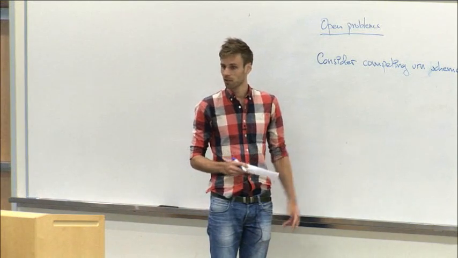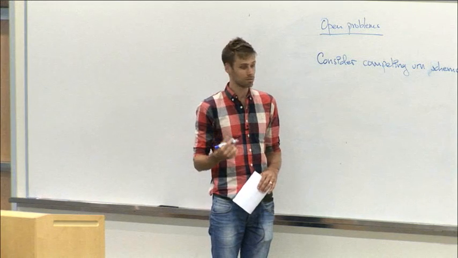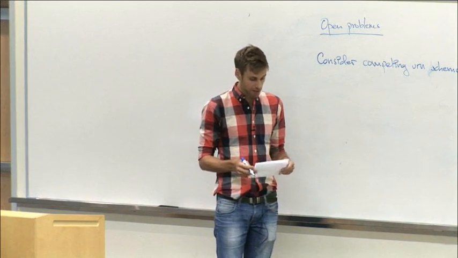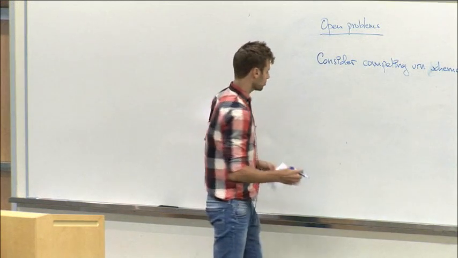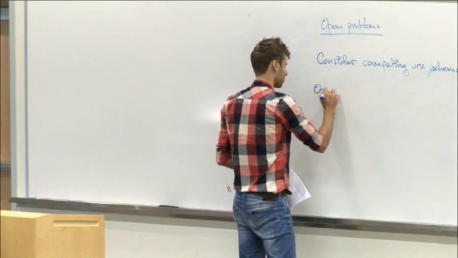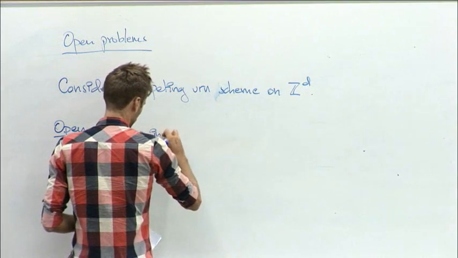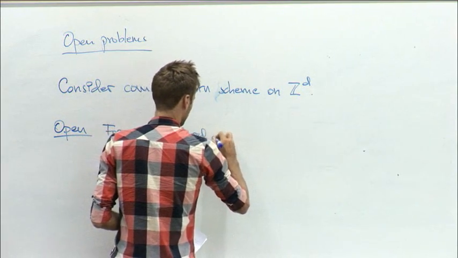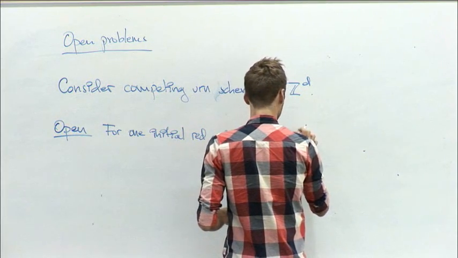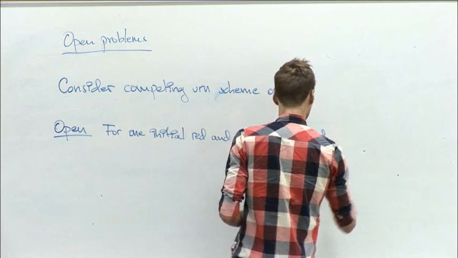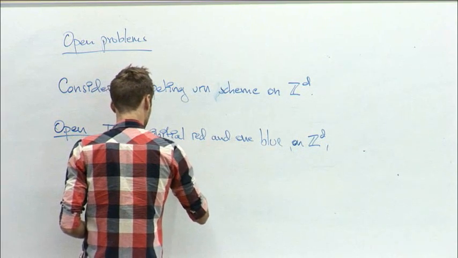And to focus here on the competing aspect: what happens if you start with two balls, one red and one blue, on, it could even be on Z? Is there a positive probability for coexistence, or not? Let's start writing the problem. So for one initial red and one blue on Z^d, is there positive probability for coexistence?